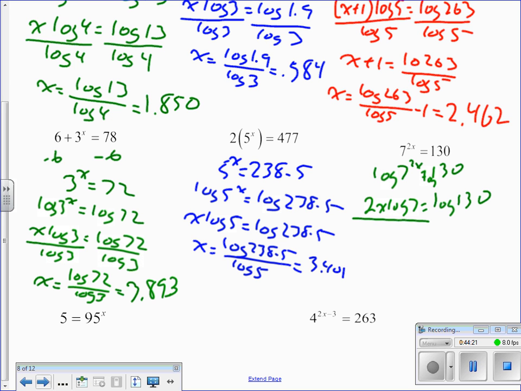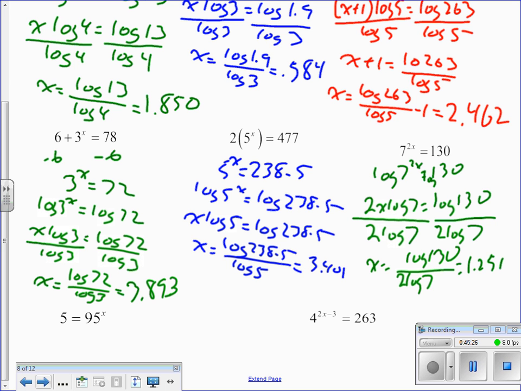Now, here's a fun one. I have x being multiplied by what? What is x being multiplied by? 2 and the log of 7, right? Because it's 2 times x times the log of 7. I want to get x by itself, divide by 2 log 7. No reason I can't do it all in one step. Everything cancels out except for x. Log of 130 over 2 log 7. Yeah, you get your calculator out. 1.251. That's what I get.